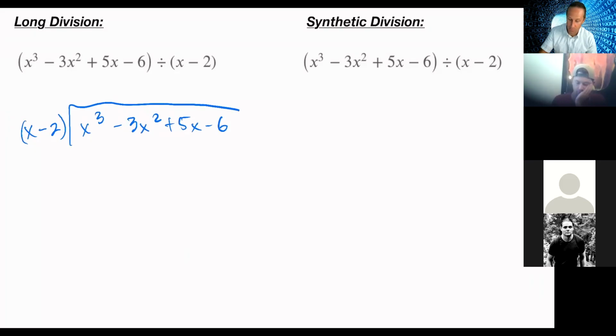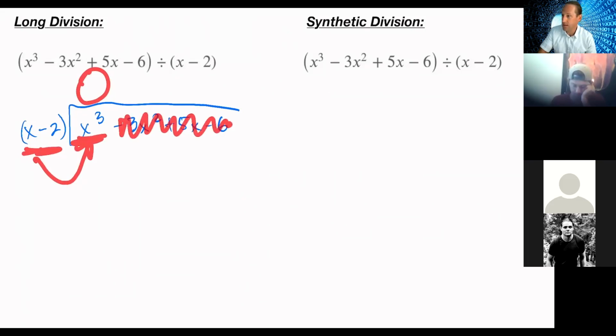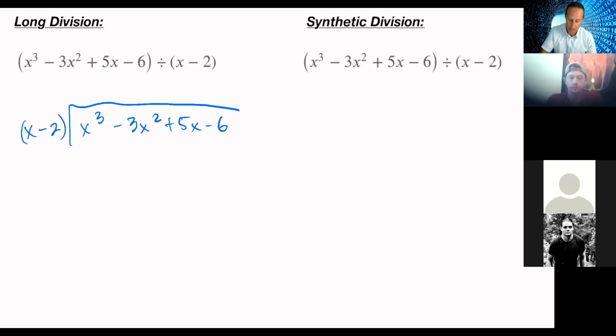I'm going to first look for something times this that gives me the first thing or less. I'm not going to worry about the rest yet. Now, because it's x minus 2, and I'm only going into one thing, the first term, I'm going to just focus on the first term as well. So what times x is going to give me an x cubed or less? X squared.